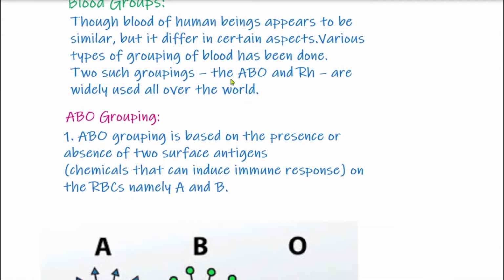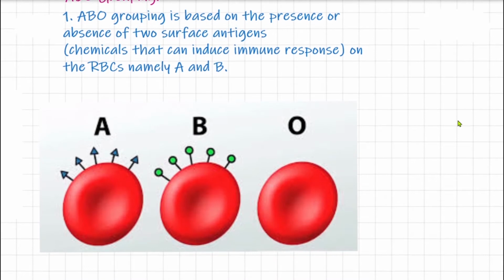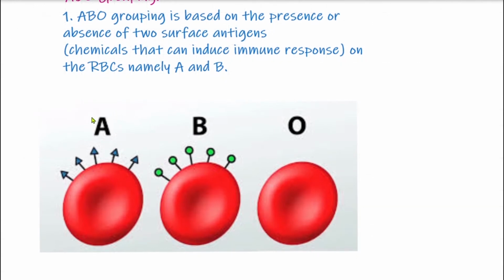Now students, first we will study ABO blood grouping. The ABO blood grouping is based on the presence or absence of two surface antigens on RBCs, namely A and B. Students, there are two different types of antigens. One is called A antigen and the second is called B antigen.